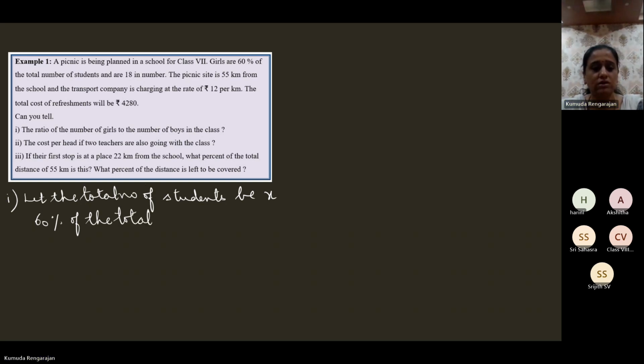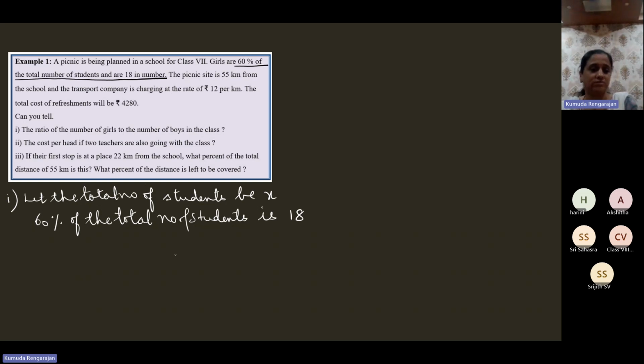Now see here. Let the total number of students be X. So 60% of the total number of students is 18. That's what is given. It's given here. I have not written anything by myself.